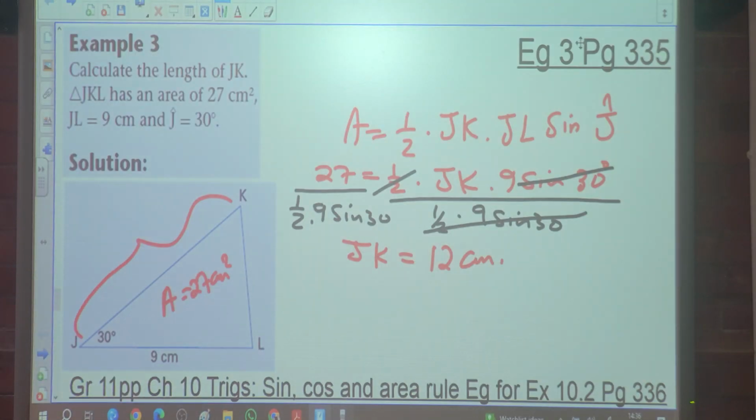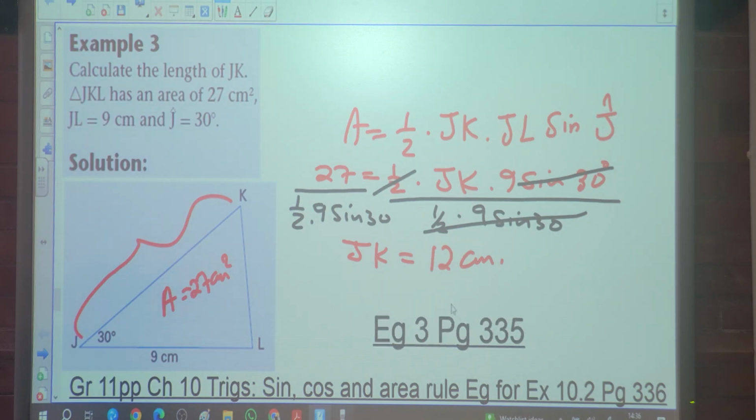That's why when you're working out volume, it is centimeters cubed. That 3 indicates the answer is in three dimensions, or is derived using three dimensions. Anything else?